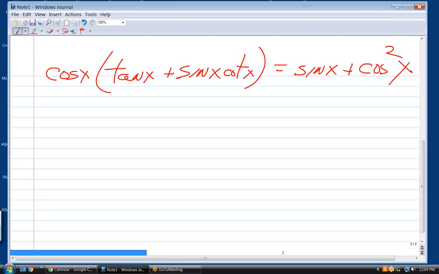So sine over cosine. Would I turn tangent into sine over cosine? Okay, so we'll make that sine over cosine, plus sine times cosine over sine, like that, cosine over sine. And then that sine on the bottom will be sine squared under the cosine.